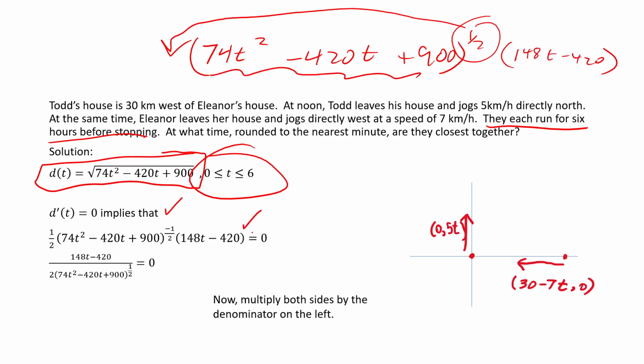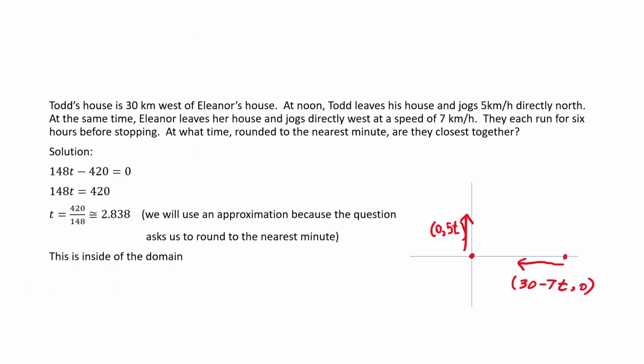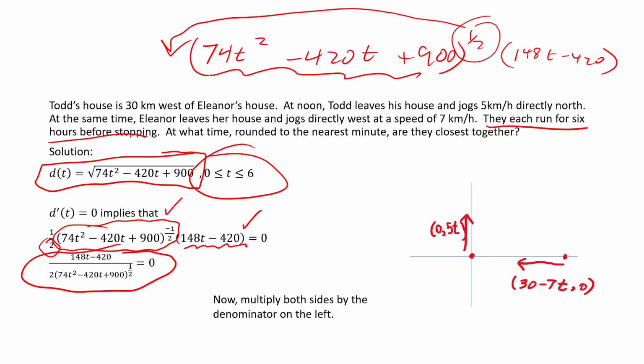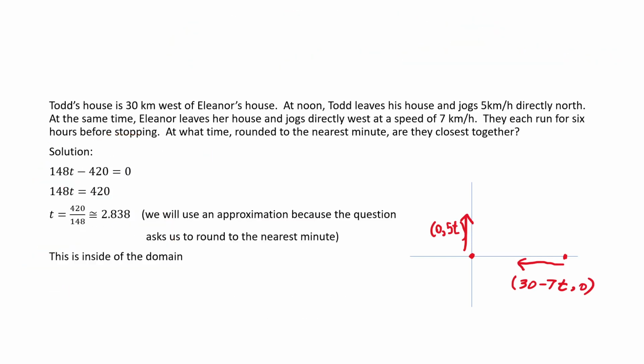We're setting that expression equal to 0. And we can put the 2 in the denominator as well as this expression here in the denominator with a positive exponent, and then leave 148t minus 420 in the numerator. And so this expression is equal to 0. Well, that means we can just multiply both sides by that denominator that you see there. And so we ultimately get 148t minus 420 equal to 0, or t is roughly equal to 2.838.